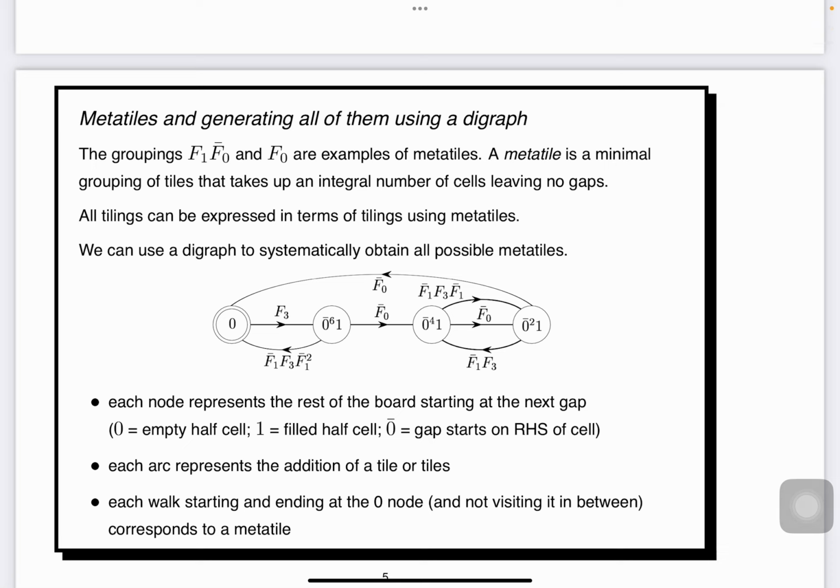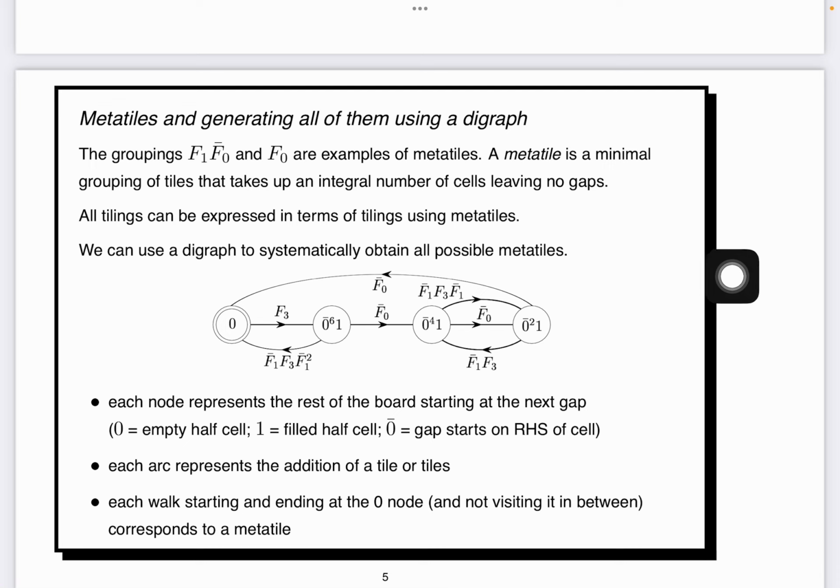So those groupings that we just saw, effectively domino and square, are examples of metatiles. And a metatile is a minimal grouping of tiles that takes up an integer number of cells and leaves no gaps. Now in the case we just saw, it's very simple to work out what the metatiles are. And I should say all tilings can be expressed in terms of metatiles. They're the fundamental object.